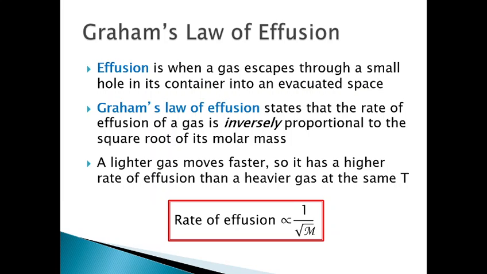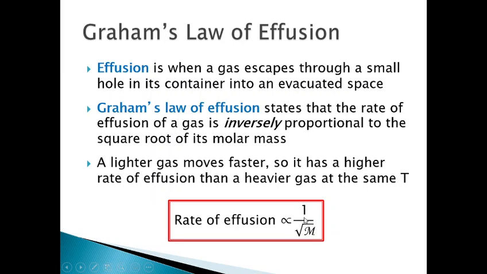And so the rate of effusion is going to be inversely proportional to the square root of its molar mass, which kind of goes back to what I just mentioned earlier. Heavier things move slower, lighter things move faster. And so this, again, is talking about the rate of effusion, or the rate at which this gas is going to escape out of the balloon, is going to be inversely proportional to the square root of the molar mass.